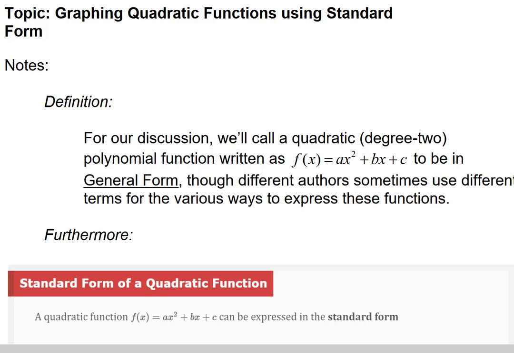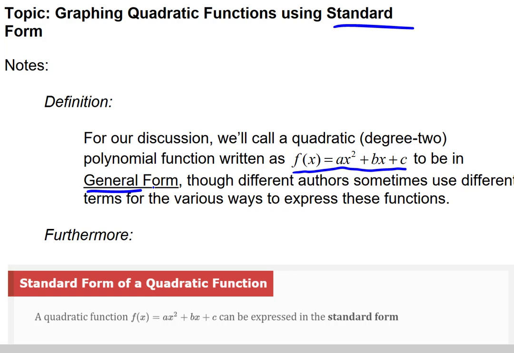This video is about graphing quadratic functions using standard form. For our definition, let's start here and say for our discussion, we'll call a quadratic, which is a degree 2 polynomial function, written in this way: f of x equals ax squared plus bx plus c. We're going to call that general form.